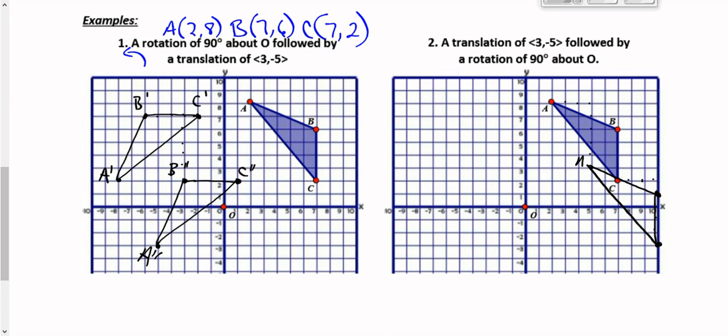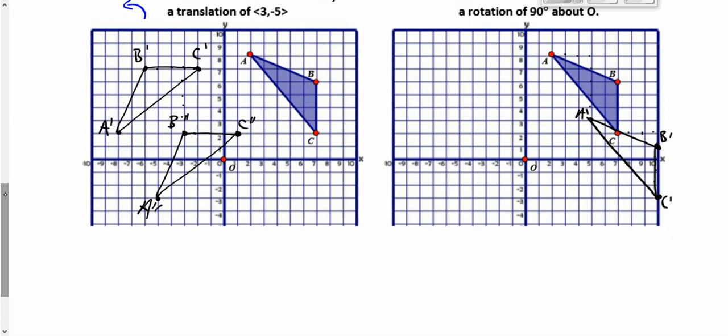So here is A prime, B prime, C prime. And again, I'll go ahead and give you the coordinates of these, A prime, B prime, C prime, to make your rotation a little easier. So A prime is at 5, 3. B prime is at 10, 1. And C prime is at 10, -3. Okay?